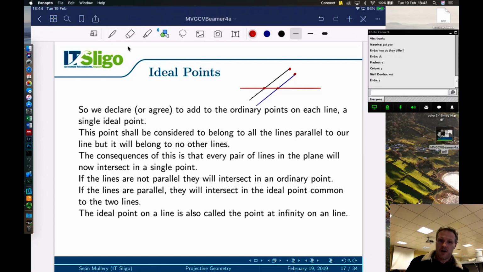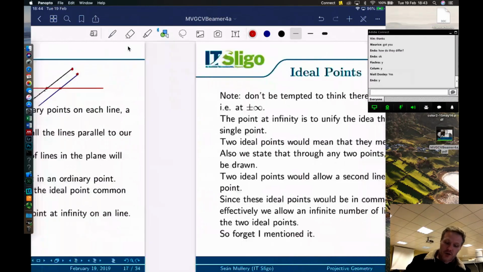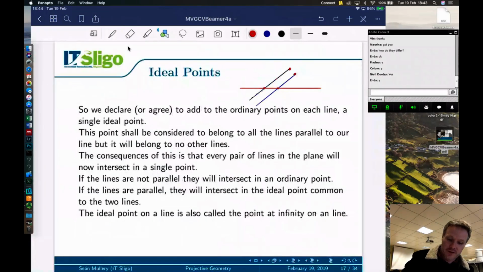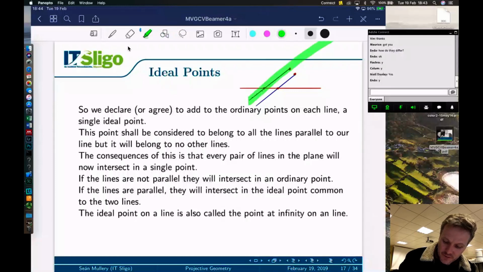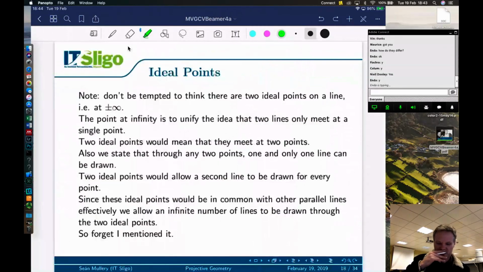The ideal point on a line is also called the point at infinity on a line. And all lines, by the way, even though I drew two lines there, what you have to remember is that as far as the maths is concerned, these lines continue on forever in all directions. So they always get to infinity somewhere along the way. So it's reasonable to assume that maybe that's where the ideal point is going to be put. But that's fine. You don't need to worry too much about it.